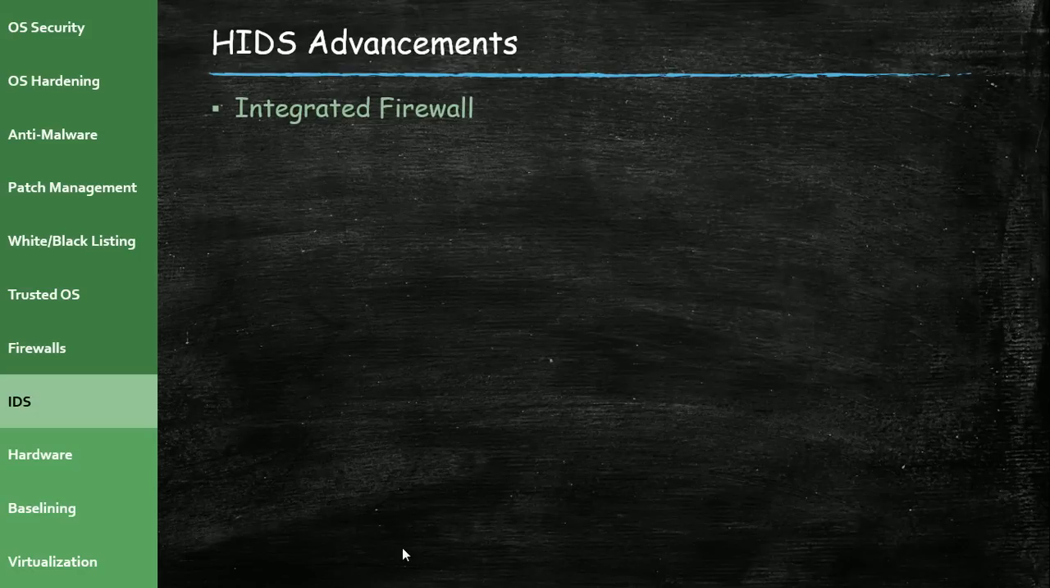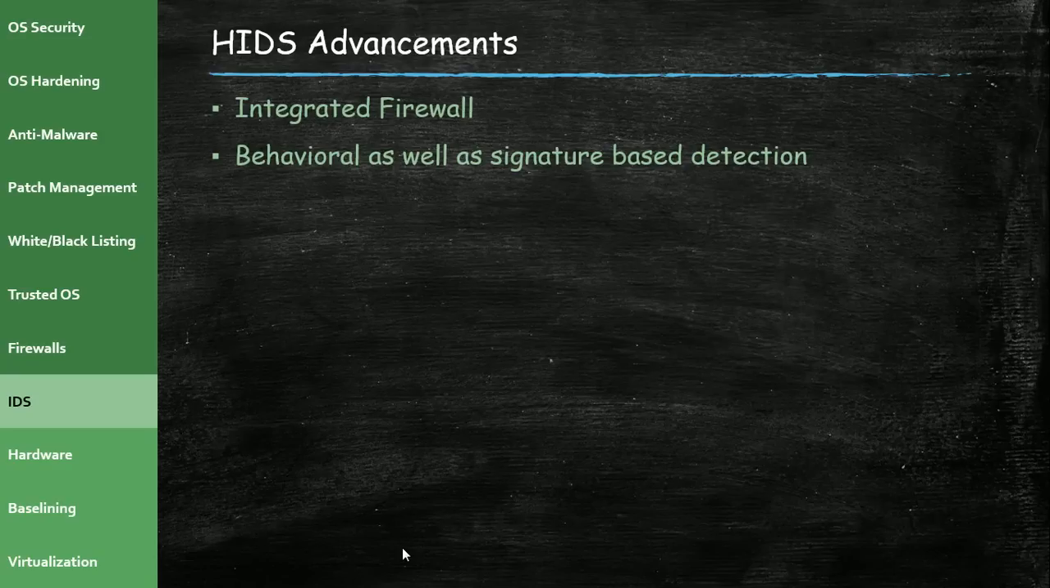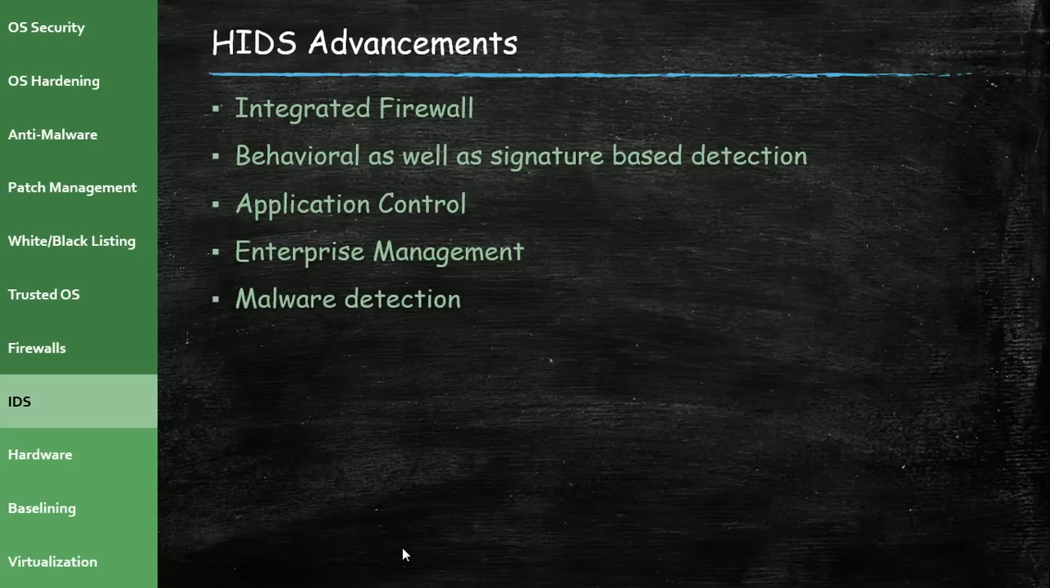So some advancements in IDS: a lot of them have integrated firewalls. They have heuristics as well as signature-based detection, so behavioral is very similar to the concept of heuristics that we talked about earlier. Application control, enterprise management. In other words, if you're deploying a host-based IDS across an entire enterprise, there are some management tools to do that, to make it a little bit more scalable and to mitigate that disadvantage we talked about.